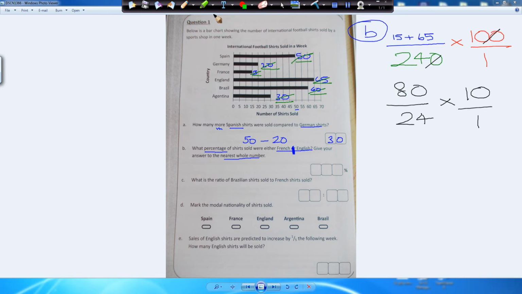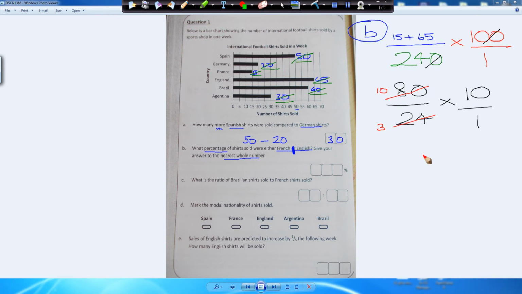Okay, now can we cancel any more? Let's have a look. Are you sure? Yes. Right, what about 80 and 24? What's the highest common factor? 8. So 80 divided by 8 is 10. 24 divided by 8 is 3. So now we can't cancel anymore.